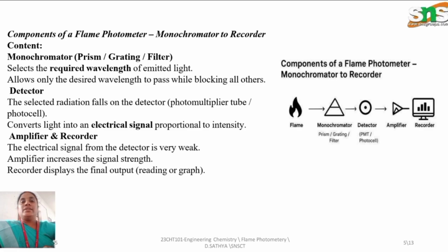We use the same components as in UV: monochromator, detector, amplifier, and recorder. The monochromator selects the particular wavelength, as we discussed in UV-visible spectrophotometry. The beam of light contains different wavelengths, and the monochromator selects the particular wavelength of the solution. That is why we use the monochromator. The selected radiation falls on the detector, which converts light energy into an electrical signal. Then the amplifier and recorder record and display the final output.